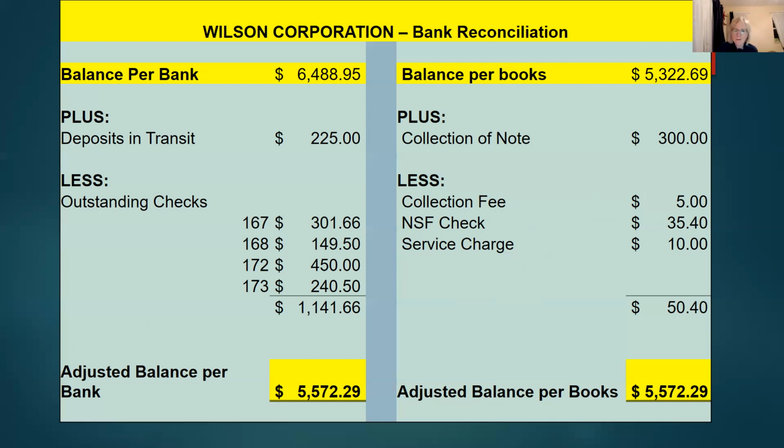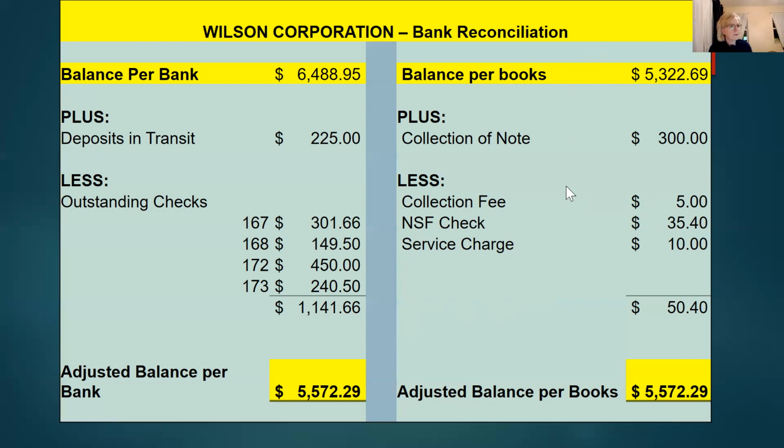So strategy for an exam, you may just panic on the bank recon or whatever on the journal entries, but you can do half a journal entry. You can do the cash piece of it. You can say entry 1, cash went up $300. Entry 2, cash went down $5. NSF down $35.40 and service charge.